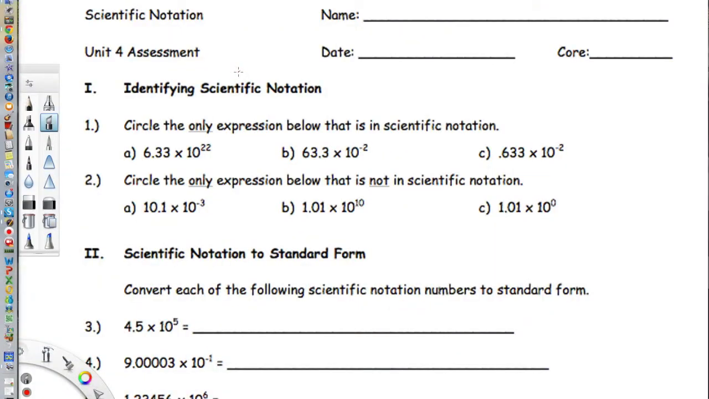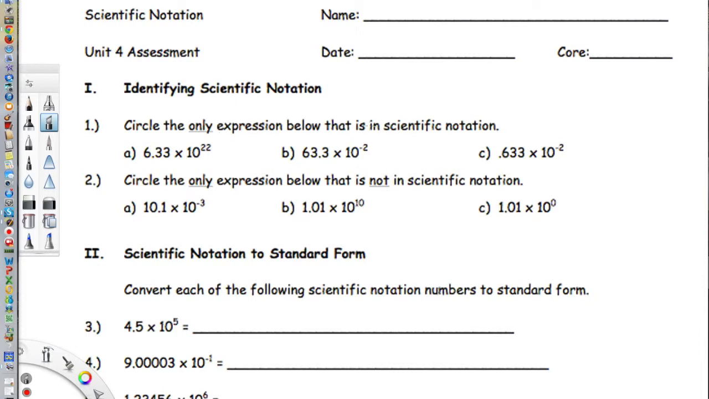Boys and girls, let's take a look at our assessment. Let's go to part 1, identifying scientific notation. Remember, in order to have a number in scientific notation, you have to have a coefficient that is between 1 and 10, and that coefficient needs to be multiplied by a base 10 number, which basically is 10 to a power, and that power has to be an integer. So let's look at number 1.